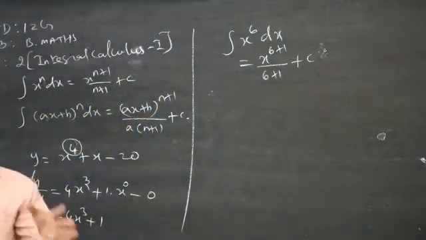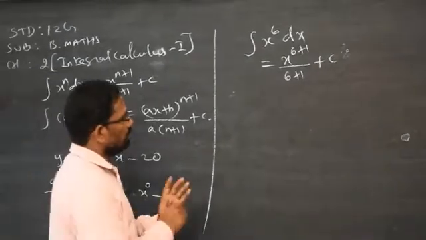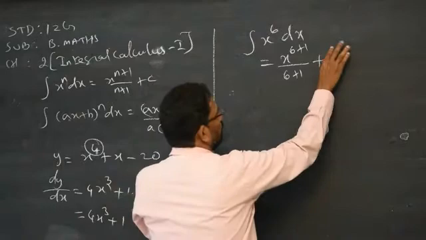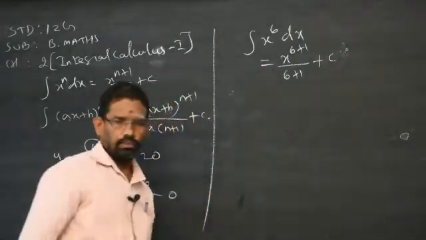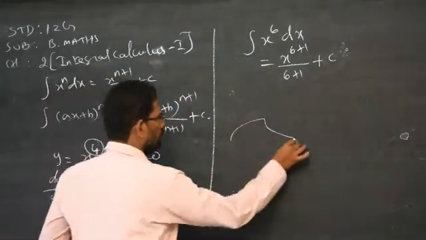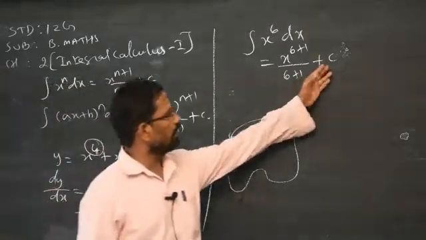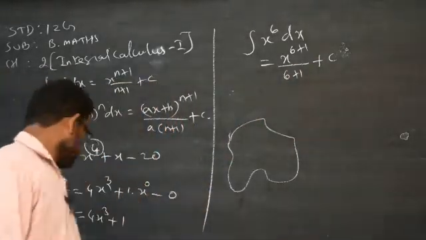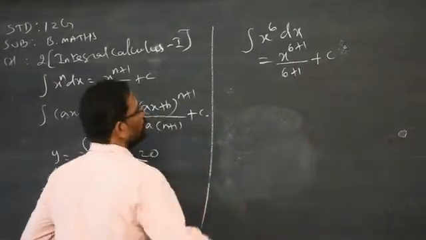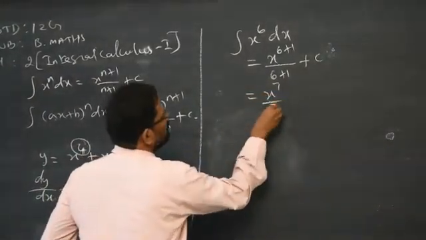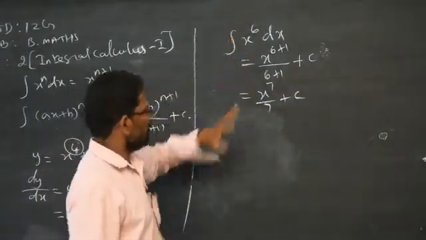Because you cannot exactly measure the area, there will be some difference, a negligible distance, and that negligible sum or distance is meant by some constant. We don't know what the value is, so you cannot measure the area exactly. There will be some difference, and the difference is named as the constant plus c. Clear? So you can now write x power 7 by 7 plus c. This is your integration of x power 6.